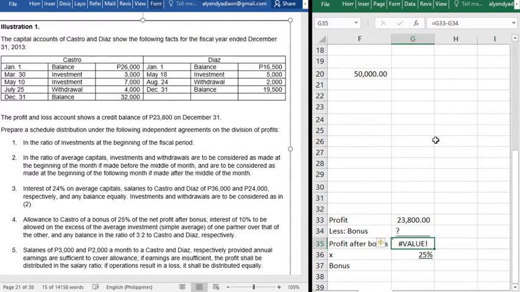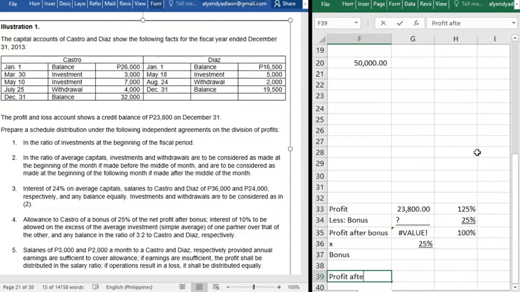Now, since our basis here, class, is the profit after bonus, take note that whatever is the basis, that is always the 100%, right? Now, take note that our bonus is 25%. So if our bonus is 25%, and to get the profit after bonus, we deducted the bonus. So this just means that our profit here is the 125%. So that is why, class, when you are to solve for a profit after bonus, you are gonna divide.